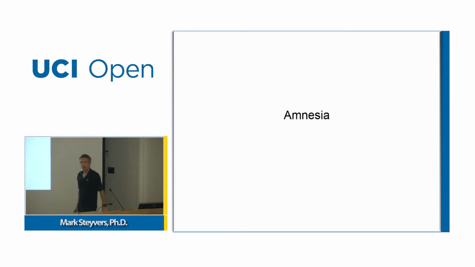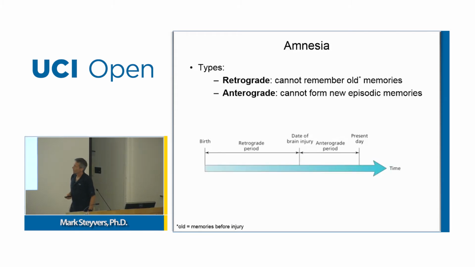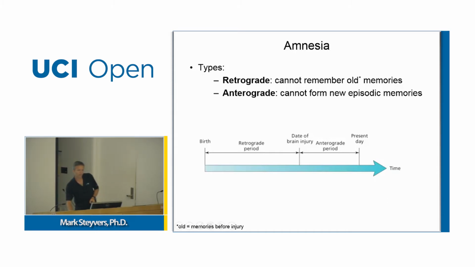Okay, so let's switch gears and talk about amnesia. So there are two types of amnesia. There's retrograde amnesia and anterograde amnesia. And here's a little picture to highlight the difference. So there might be some moment where there's some brain injury, some accident that has affected your memories. If you have trouble remembering events that happened before your injury or your accident, you might have retrograde amnesia. If you have trouble forming new memories after the brain injury, then that counts as anterograde amnesia.